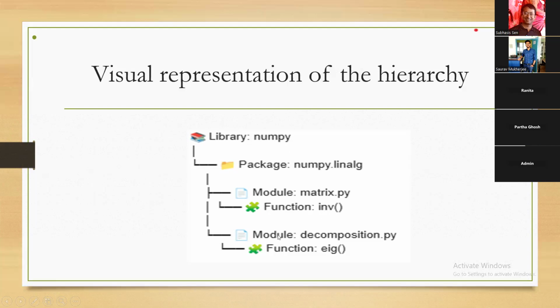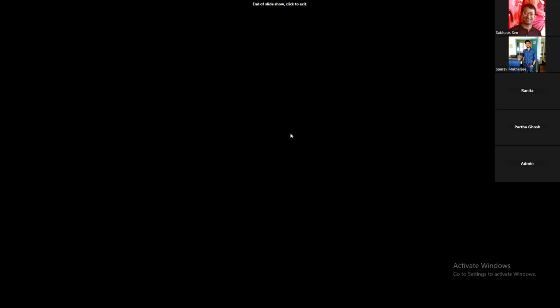Similarly, if we consider the module decomposition.py, under it there is obviously a function, eigenvalue. So the function eigenvalue belongs to the package linear algebra, and again this is under the NumPy package. So this is under the library. This is the visual representation of the hierarchy, basically a snapshot of this.